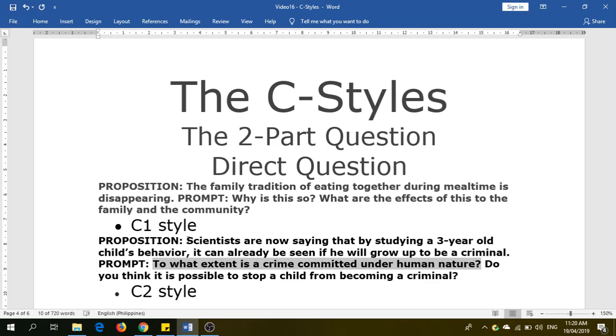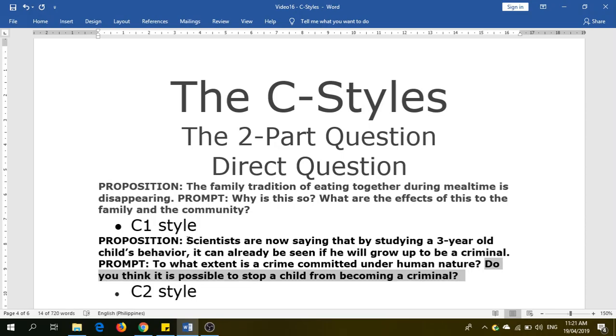And the writer argued there that crime is committed under human nature because of a person's innate or maybe congenital psychological defect. But at the same time, the writer also said that there are other factors that also contribute to crime, and that is the environment. And so the writer crossed over when it came to that part there. And in that crossover, the writer performed the A2 style, or the kill and bury.